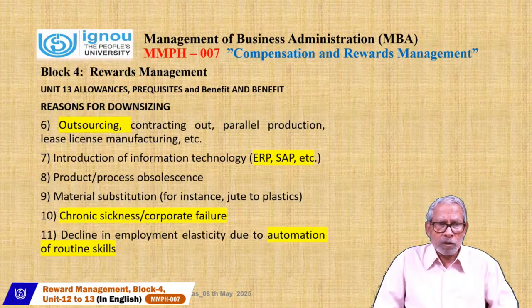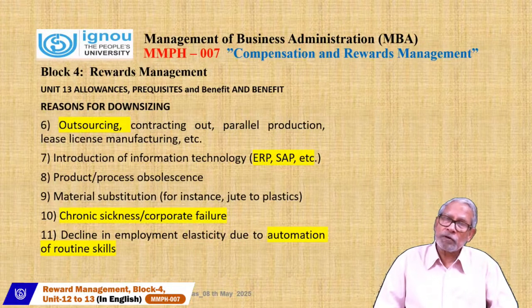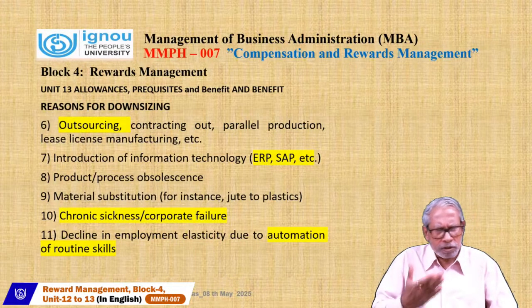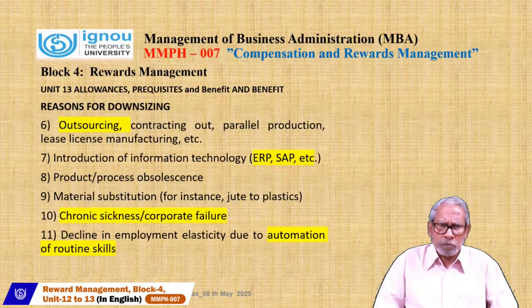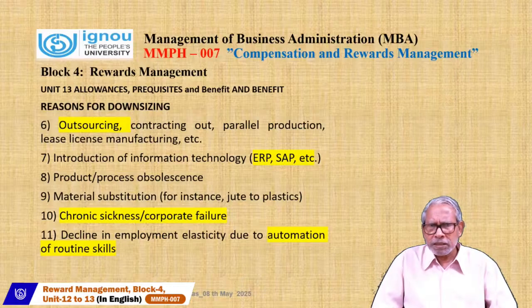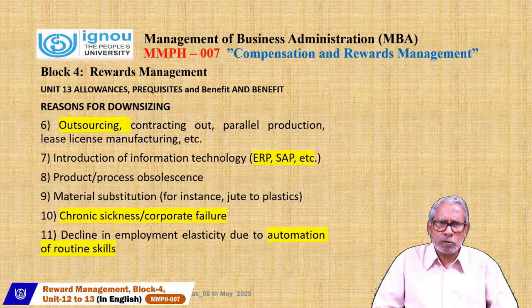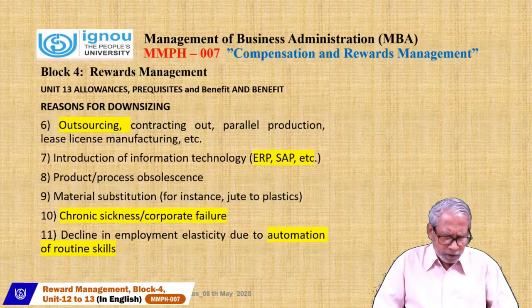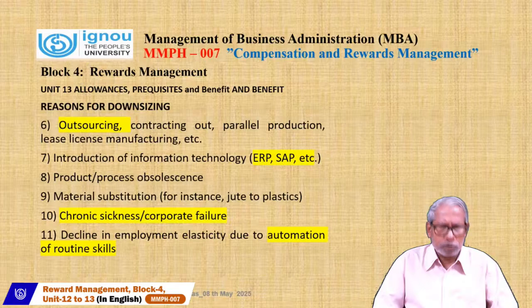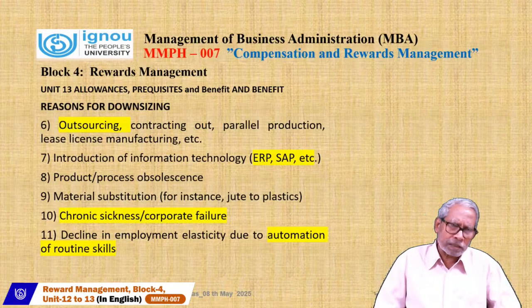One more point: chronic sickness and corporate failure. That is another reason: continuous, consecutive losses, where the manpower has no motivation, and even the CEO is not competent. There is continuous failure at the corporate levels, and there are so many things. So this is the way we can see it. What are the types of this?